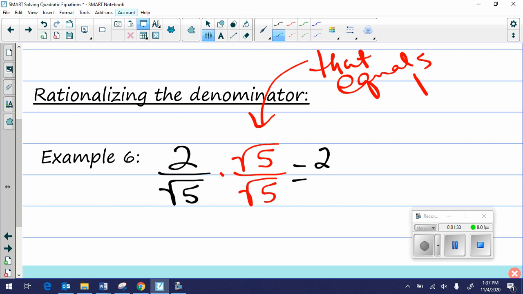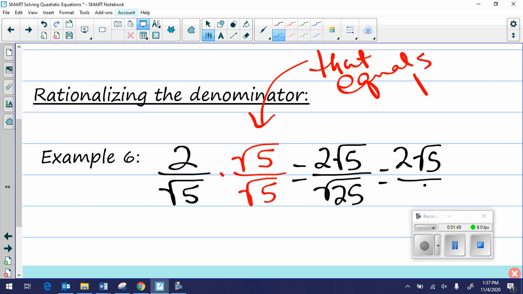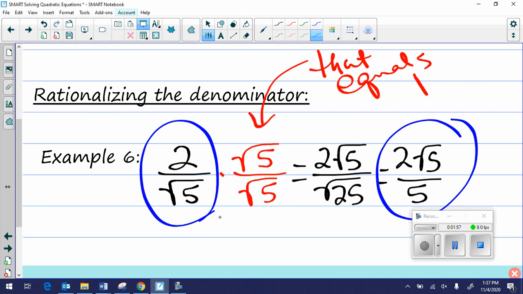Across the top, 2 square roots of 5. Across the bottom, square root of 25. Oh my goodness, that's a perfect square. If you're thinking, let's reduce the 5 and 25, don't do that. You're just going to undo the work we just did. So I'm going to take my square root there. Square root of 25 is 5. That's my rationalized answer.